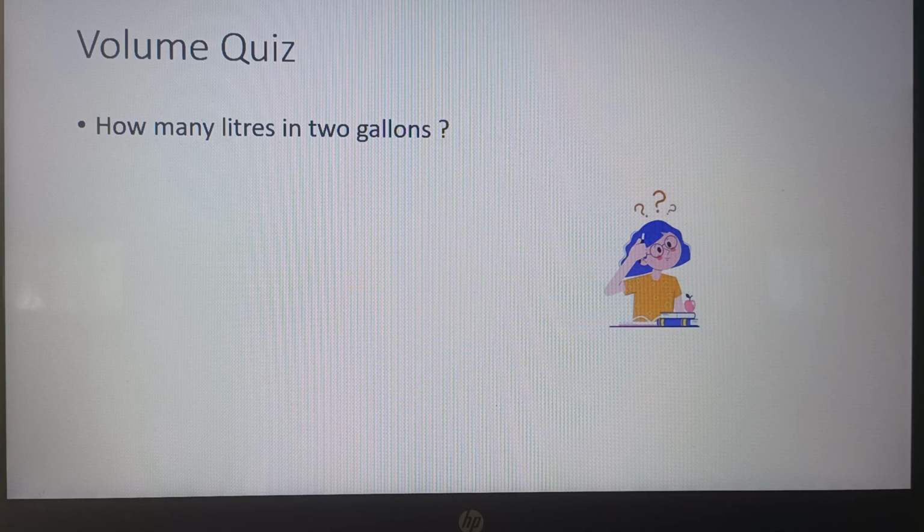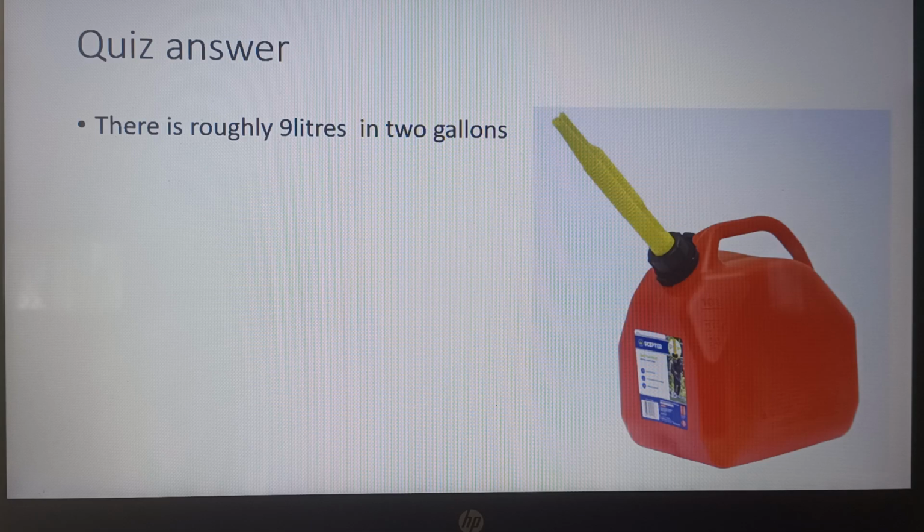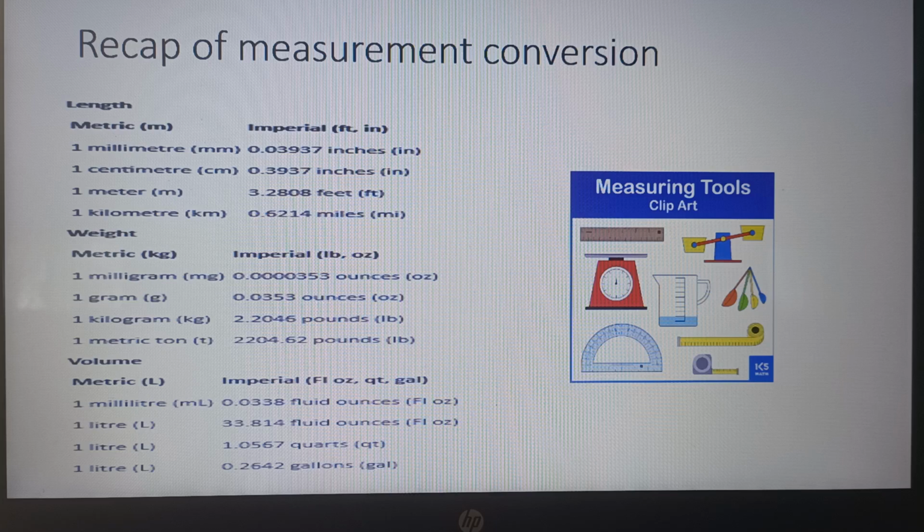Quiz, how many liters in 2 gallons? So if you see people fueling up their jerry cans, usually the red ones at the fuel station, this can give us a hint. Quiz answer, there is roughly 9 liters in 2 gallons. As we see with this red jerry can on the right, it's either what they call a 10 litre jerry can or a 2 gallon jerry can.